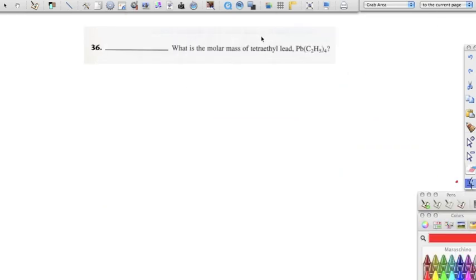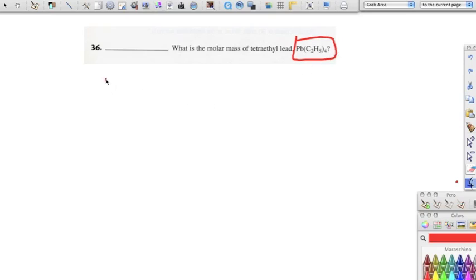All right, guys, we're going to go ahead and skip all the way down to 36. Don't worry about the ones we skipped, but we're going to start here. And it says, what is the molar mass of tetraethyl lead? And what we see here is it gives us the formula over here, and it wants the molar mass. And remember, the molar mass is basically the same as the formula mass, except we just changed the unit to grams per mole. So we're going to find it the same way we find our formula mass.